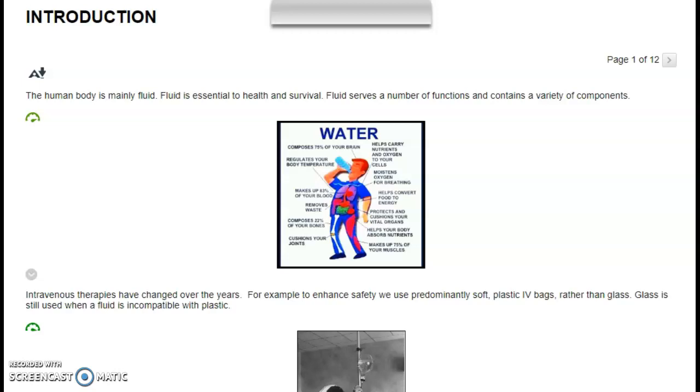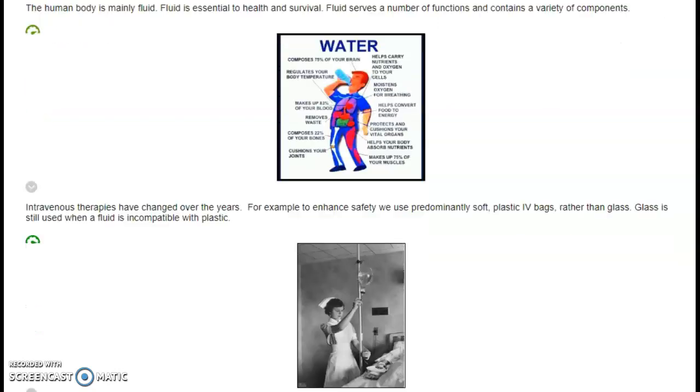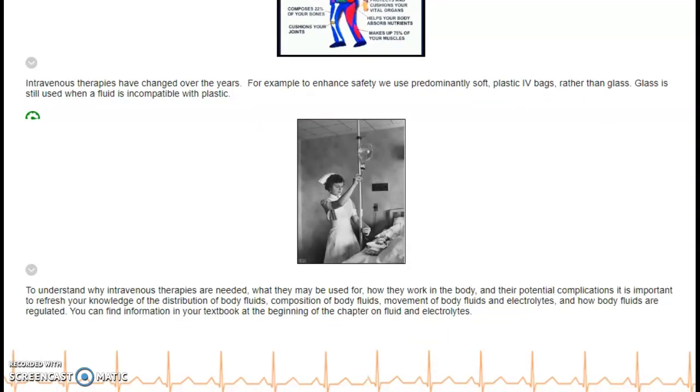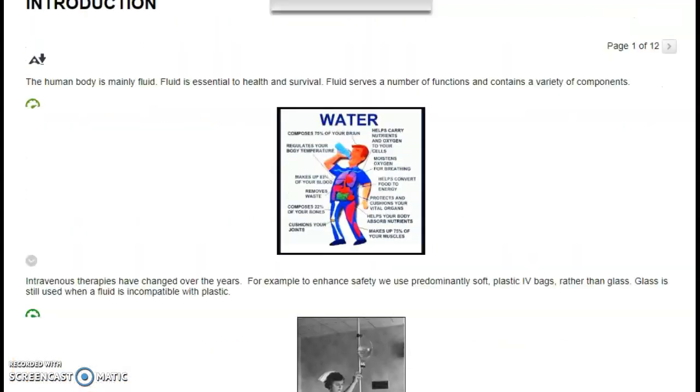Nurses are responsible for administering and maintaining IV therapy, recognizing risks, intervening as needed, and making sure the clients have appropriate health teaching. The intravenous therapy required is ordered by the doctor. In the past, we used glass bottles. Nowadays, it's typically plastic bags. However, if a medication or fluid is being administered and it's incompatible with plastic, we will still use glass.